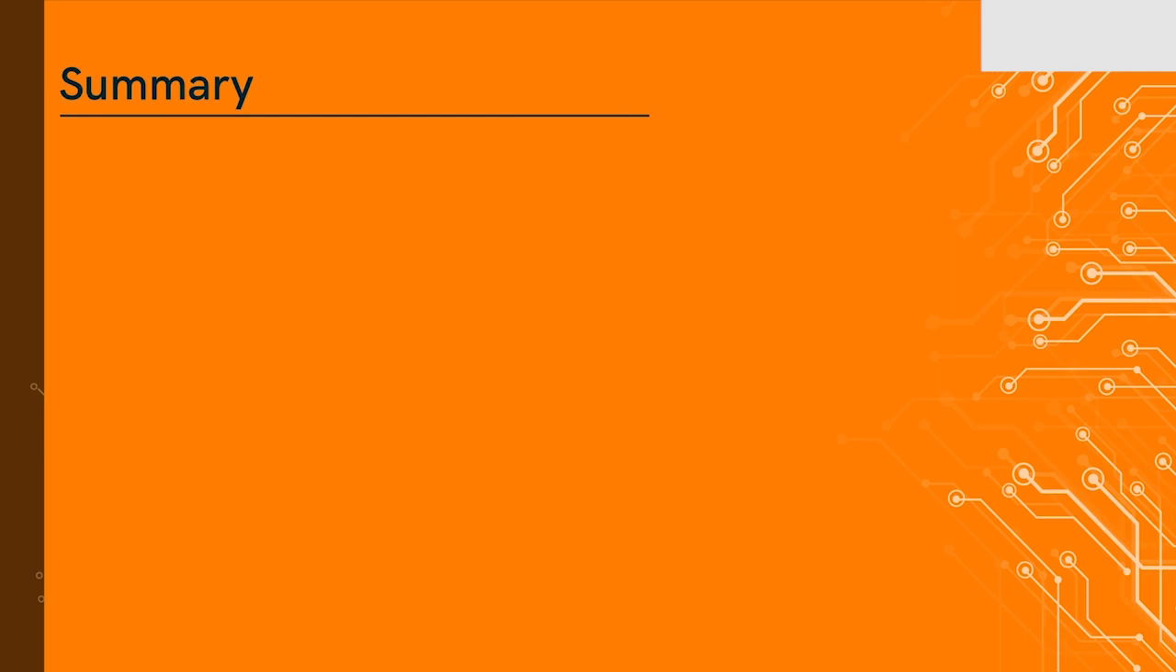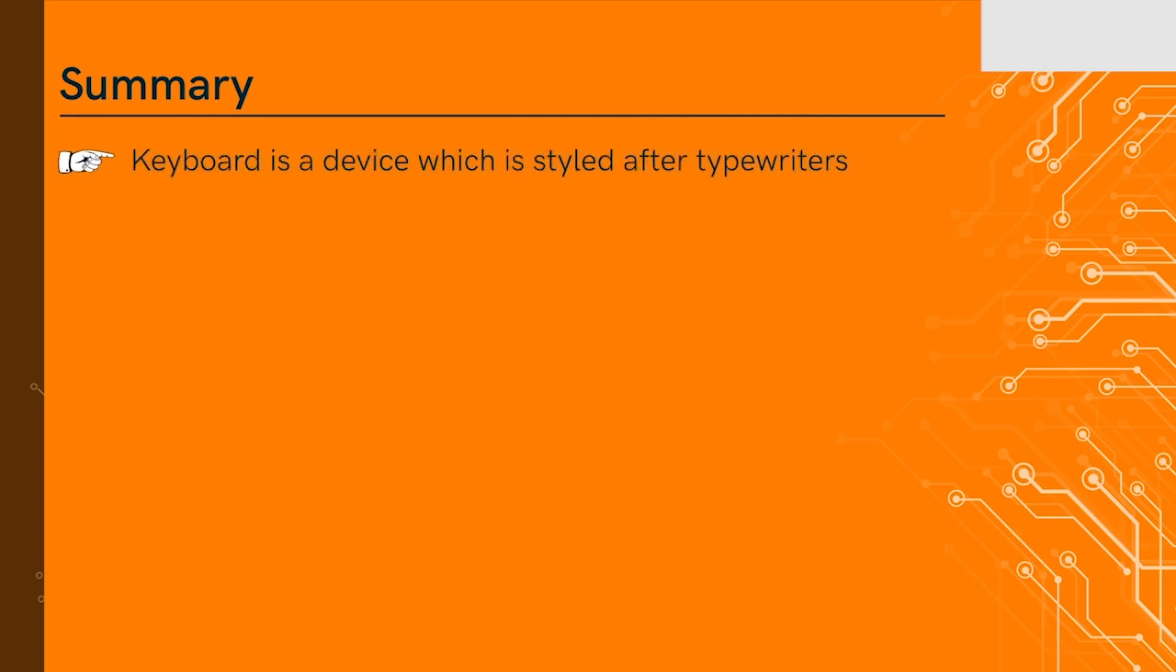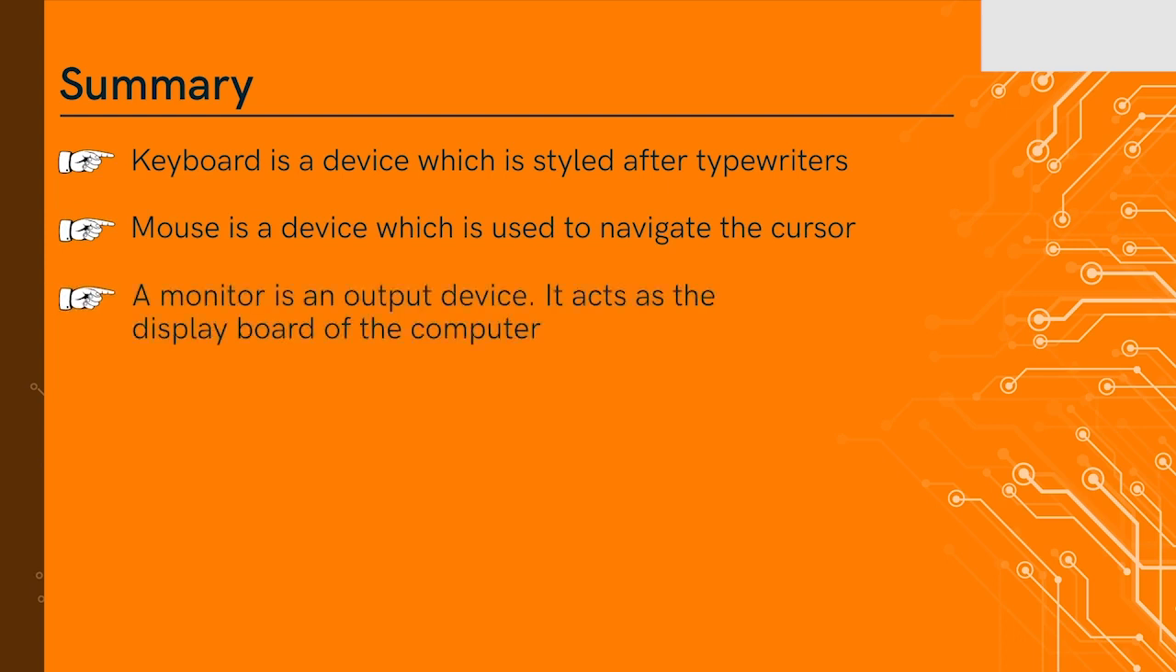With this, we come to the end of this topic. Let's quickly revise what we have learnt in this topic. Keyboard is a device which is styled after typewriters. Mouse is a device which is used to navigate the cursor. A monitor is an output device. It acts as a display board of the computer.